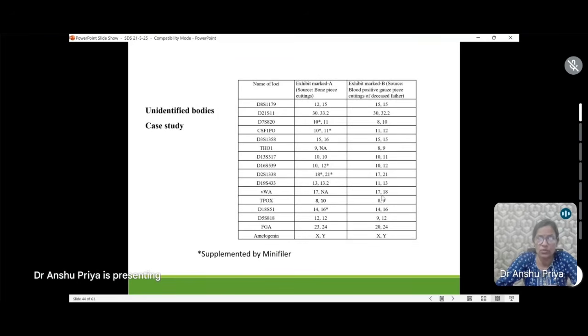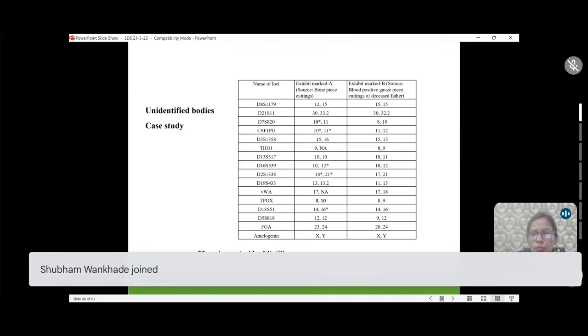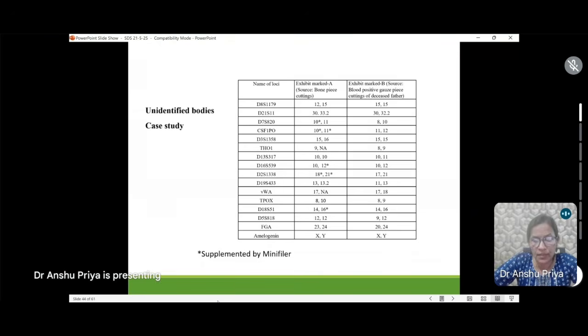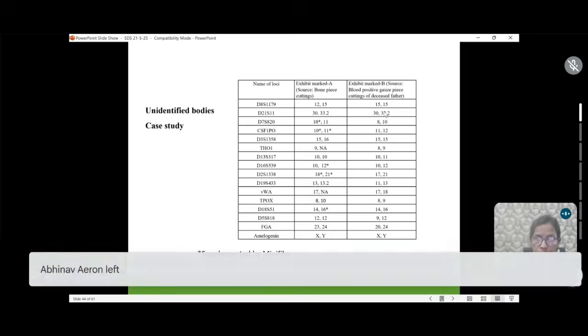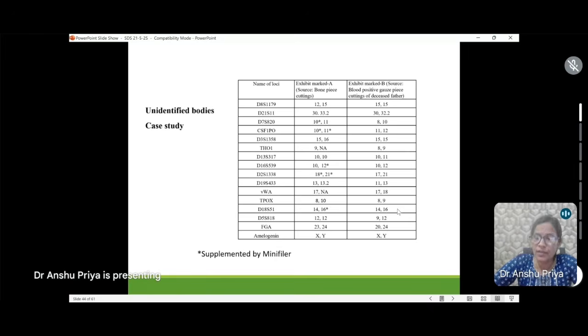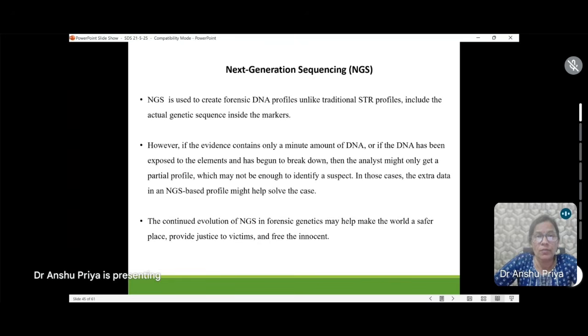Similarly, we can also use it in case of an unclaimed or unidentified body, like we have just one bone piece, and I have to identify whose bone piece it is. And if someone claims it, then we do the fingerprinting from the deceased's father or deceased's mother, and we try to establish the DNA identity. If somewhere we couldn't get the DNA profile, then we have to use the mini filer kit. And the bone piece, we are able to match it with the father. So we can say that DNA fingerprinting is a very, very important and very, very good tool.